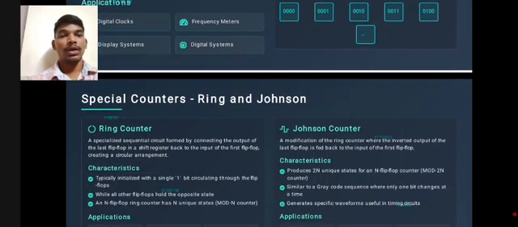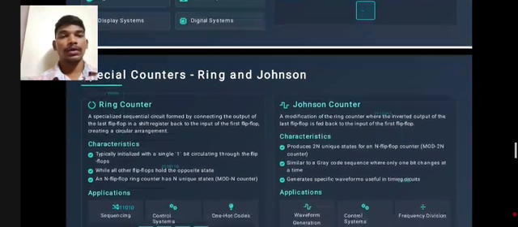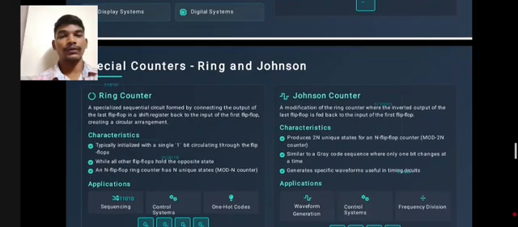Special counters, that is ring counter and Johnson counter. Ring counter: a specialized sequential circuit formed by connecting the output of the last flip-flop in a shift register back to the input of the first flip-flop, creating a circular arrangement. Typically initialized with a single 1 bit circulating through the flip-flops, while the other flip-flops hold the opposite state. An N flip-flop ring counter has N unique states.